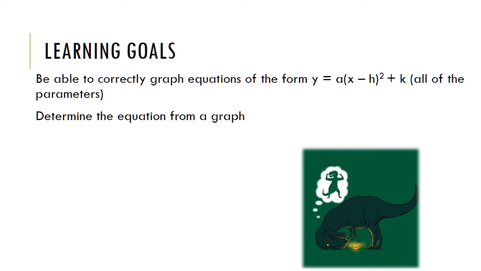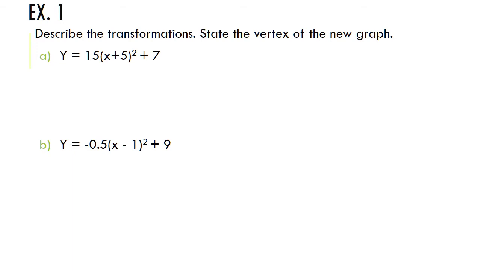So our learning goals, we want to be able to correctly graph equations in vertex form with all of the parameters and not using a table of values, which as of watching this, everything you've done in the workbook has been using a table of values, and then be able to determine the equation from a graph. So the first thing that we are going to go over here, our first example, describe the transformations and state the vertex of the new graph.